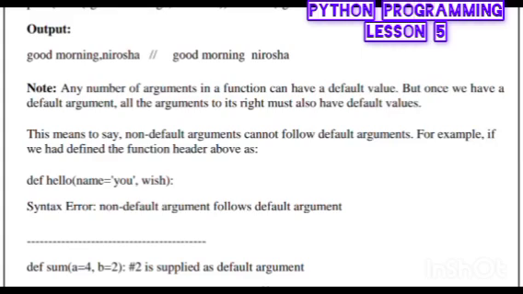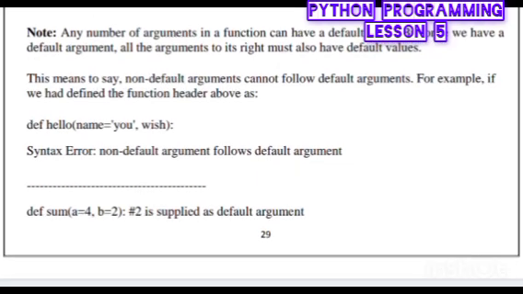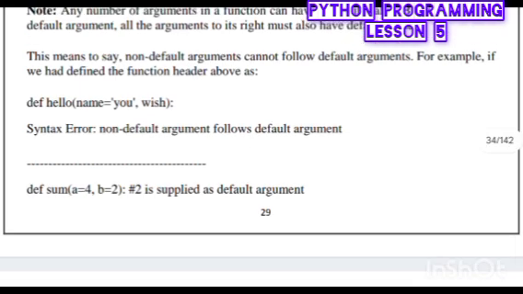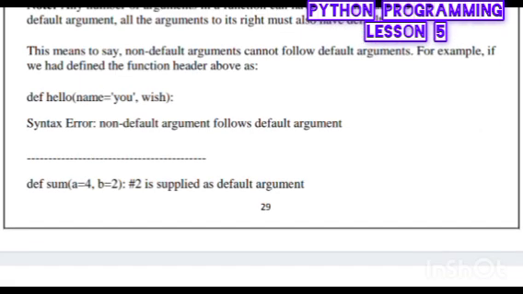Next, on the number of arguments: a function can have any number of default values, but once we have a default argument, all the arguments to its right must also have default values. This means that non-default arguments cannot follow default arguments. For example, if we define the function header def hello(name="you", wish), it gives a syntax error: non-default argument follows default argument.